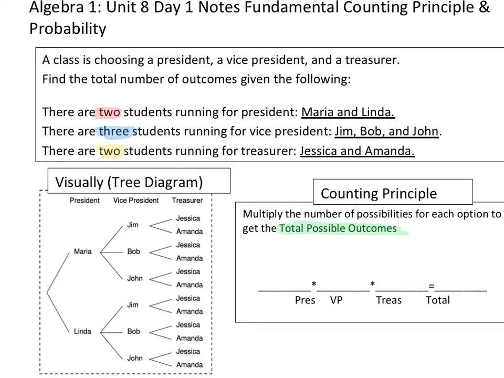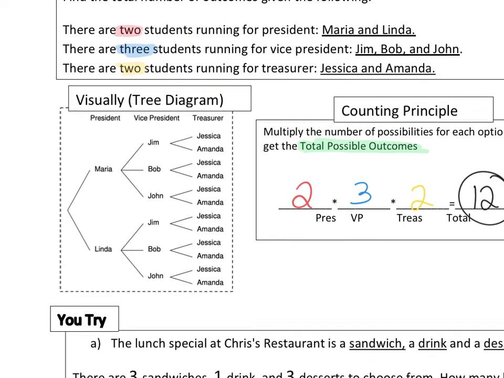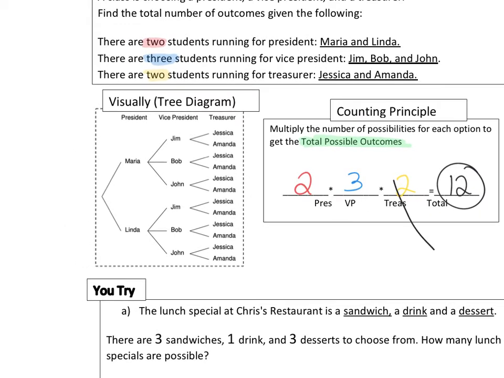The president we said was 2, so we write 2 here. The vice president was 3 options, and the treasurer was 2 options. So we say 2 times 3 times 2 is 12, and that's the total number of possible outcomes. And you'll see in the Venn diagram, if you count how many possible outcomes there could be, there are 12 listed all the way to the right. So that's the counting principle.